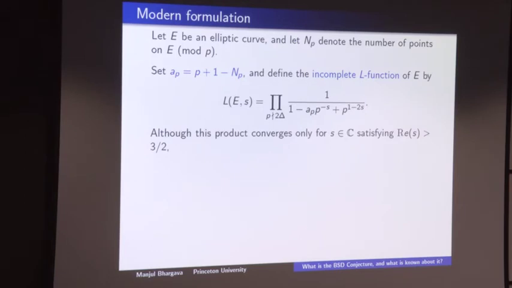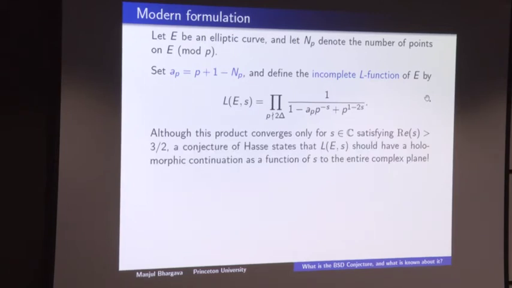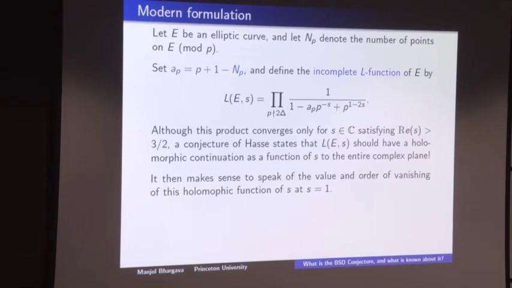And in fact, this product converges in the complex plane, but it only converges for s bigger than 3 halves. In other words, real part of s bigger than 3 halves. So it converges in this right half plane in the complex numbers. Not near s equals 1, where we're actually wanting to evaluate this to see that p over N_p happening. It doesn't even converge there. But a conjecture of Hasse states that L(E, s), this L-function, should have a holomorphic continuation, a complex analytic continuation to the whole complex plane. And if it does have that analytic continuation, then it makes sense to speak of the value of this, and in particular the order of vanishing of the function at s equals 1.